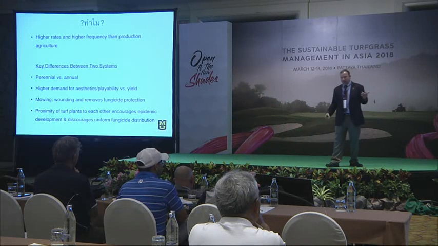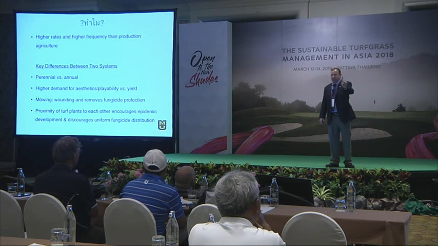But what is this difference all about? Basically, in turf grass, we use higher rates and higher frequency than production agriculture. For the most part, when we're thinking about production agriculture, they are worried about an economic threshold. So they are worried about yield. We are worried about aesthetics. Those are two completely different things. The other aspect is that in a lot of production agriculture, they're looking at an annual plan.